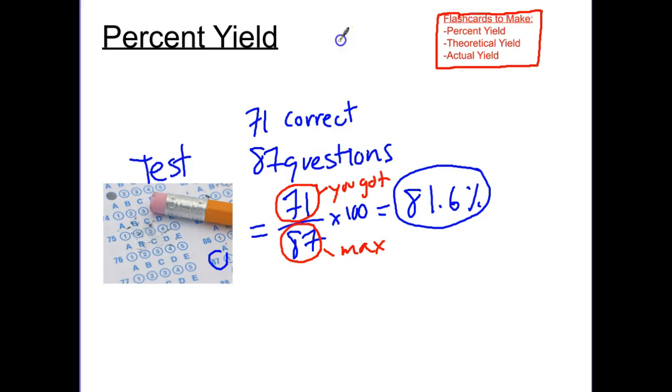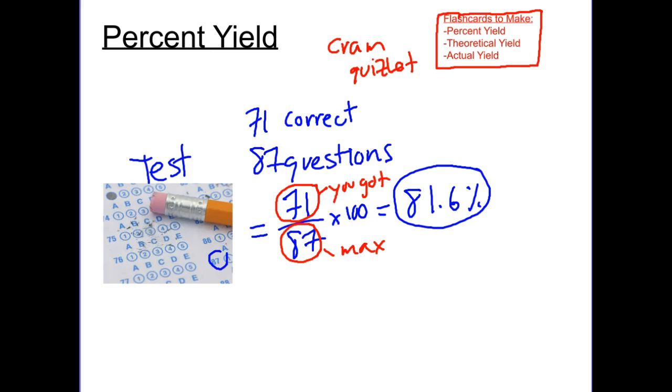So there's going to be 3 flashcards you need to make with vocab words for this video, either on cram.com, or if you're a Quizlet fan, you can do them on Quizlet, that's fine, but you need to make flashcards for each of these 3 terms. Number 1, percent yield. Number 2, theoretical yield. And number 3, actual yield. And we'll go over each of those over the course of this video.